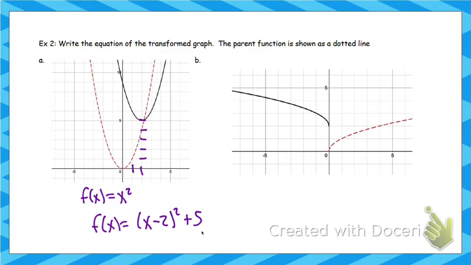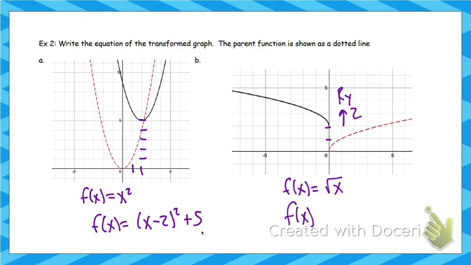All right, looking at the next one, that's the square root parent function. And then let's see how it's changed. So we've gone up 2, and then it's been reflected over the y-axis.